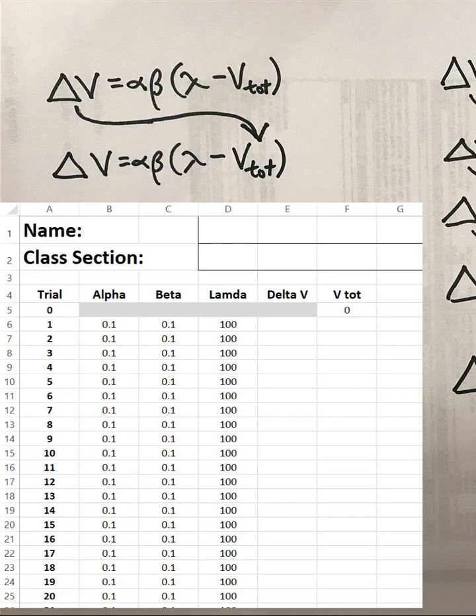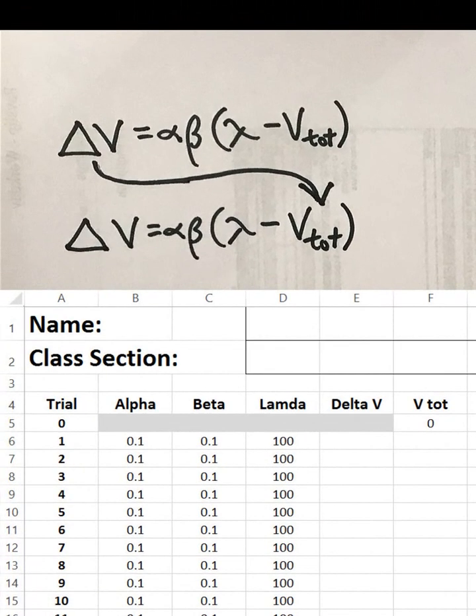The application of the model is shown in these two iterations. Delta V is equal to alpha times beta, which are both constants given to you in the Excel file, times the difference of lambda and VTotal. Lambda is also used as a constant in our application of the model. VTotal is the only other variable that constantly changes in our application.